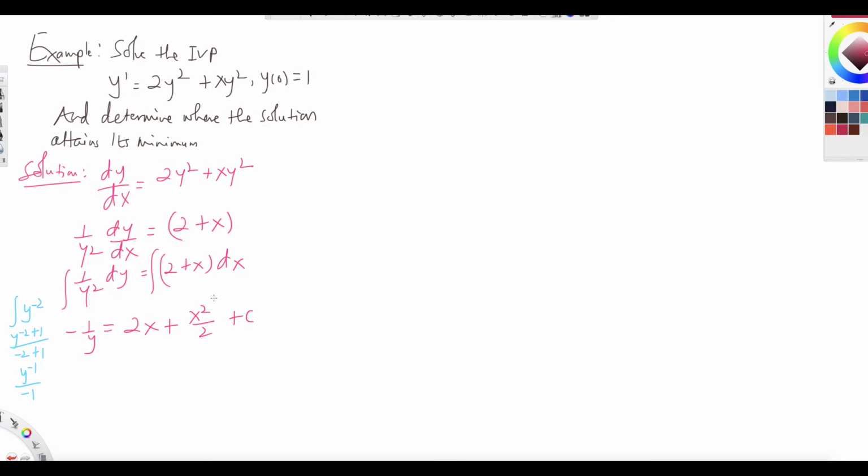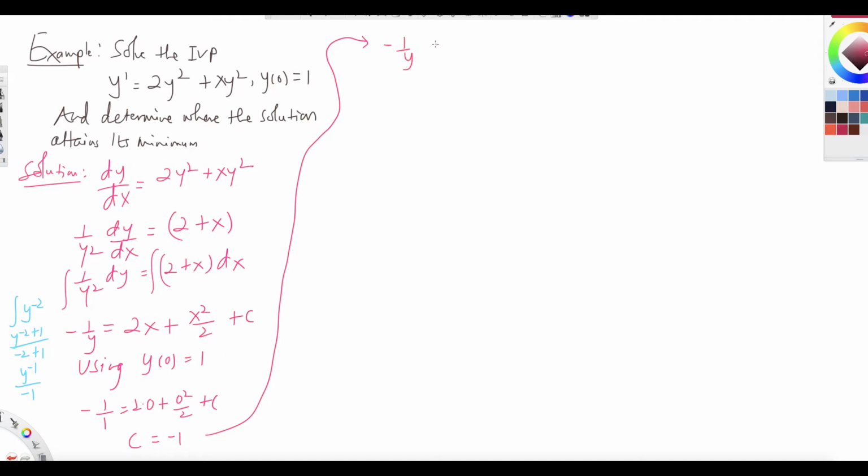Okay, now we need to use this initial condition too. Using y at 0 equals to 1, meaning when x is 0, y is 1. That's what it says. So what do you get? You will get negative 1 over 1 equals to 2 times 0 plus 0 squared over 2 plus c. So you get c equals to negative 1. So what you do after that is you just plug in that value. Therefore, negative 1 over y equals to 2x plus x squared over 2 minus 1.